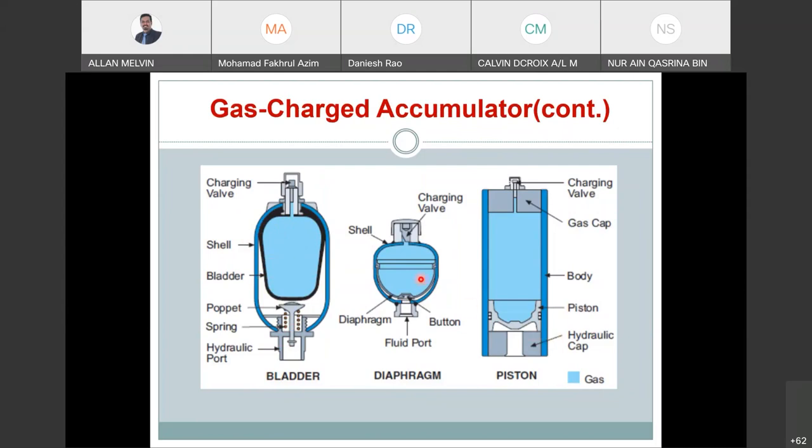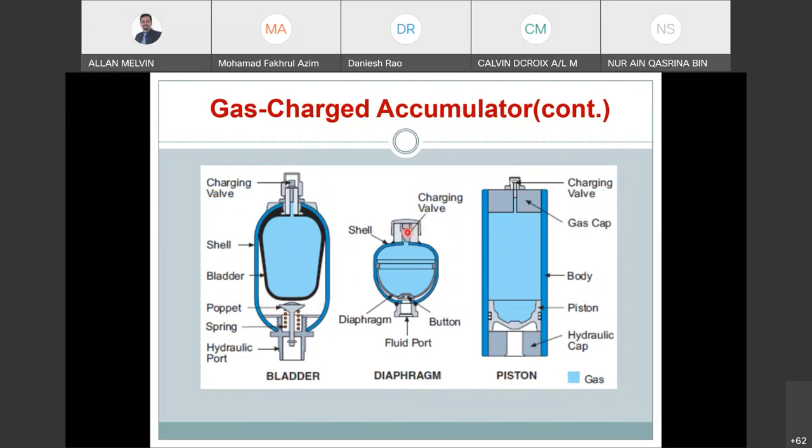We are using a gas to produce pressure. So a gas charge, you are using gas. Imagine you supply more gas, it will expand and push the piston. When it expands, it will create a lesser space inside the body, which will cause the potential energy inside.